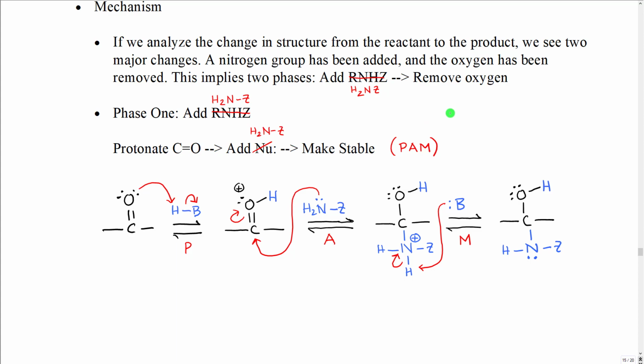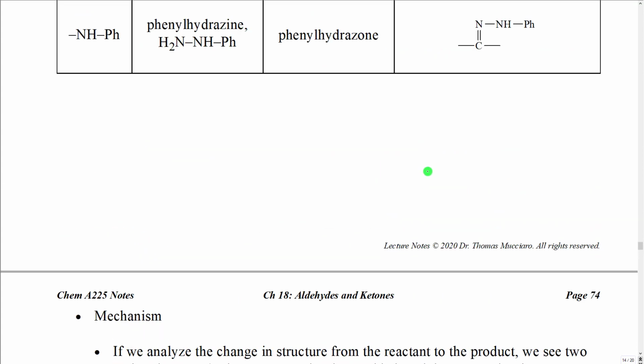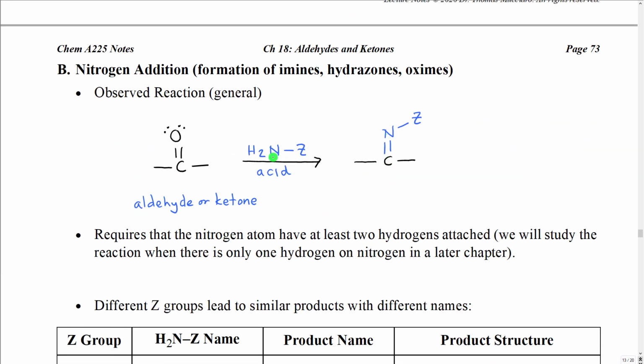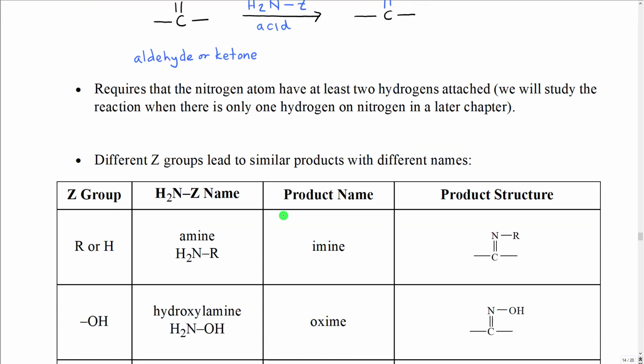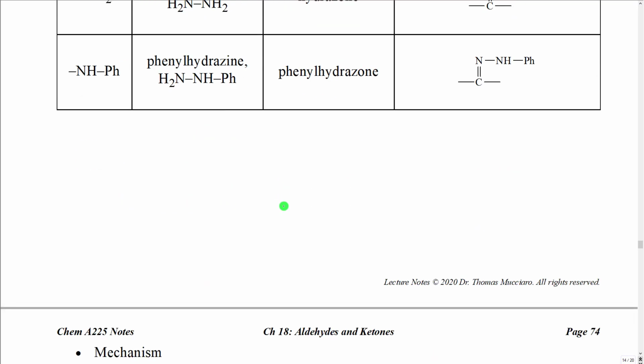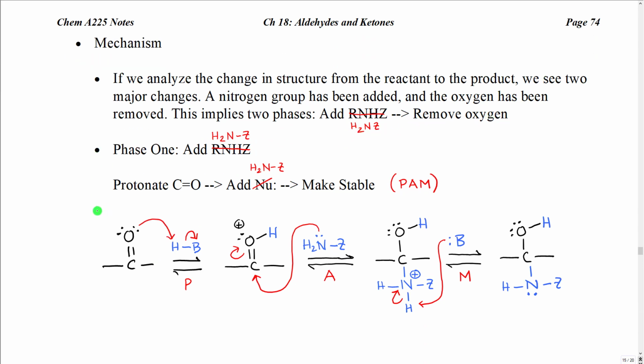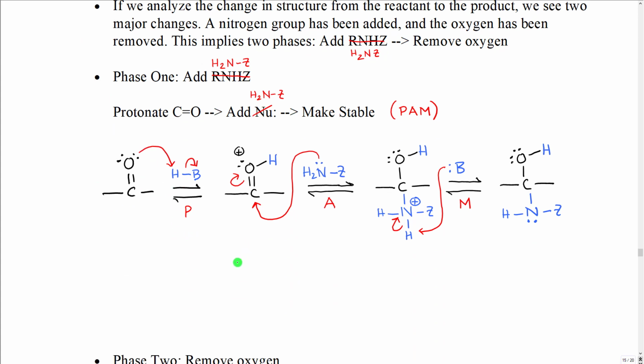Okay, so now if we look at how the structure changes, let me go back up to our observed reaction. We can see that we're really doing two things. We're adding a nitrogen and we're removing the oxygen. So this basically implies two overall phases, right? Add the nitrogen in the form of H2NZ and then remove the oxygen. So phase one will look like this.